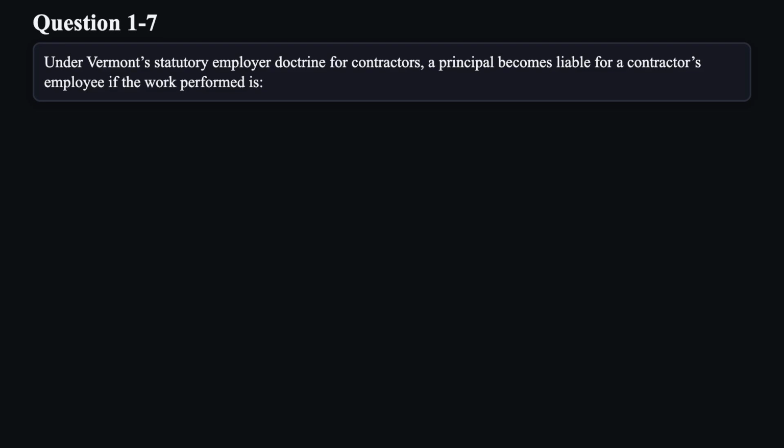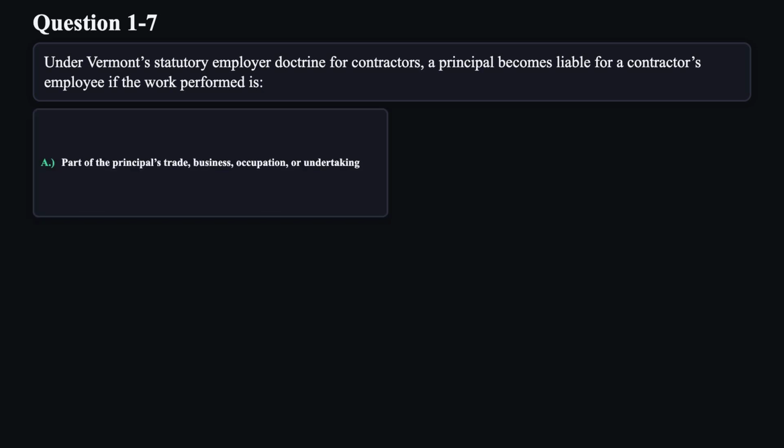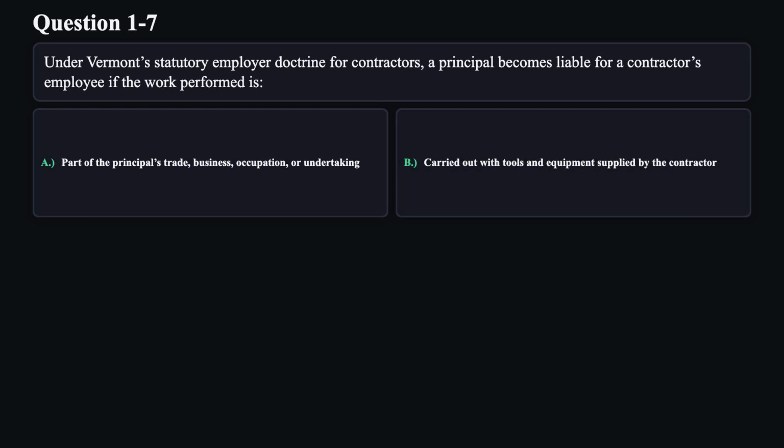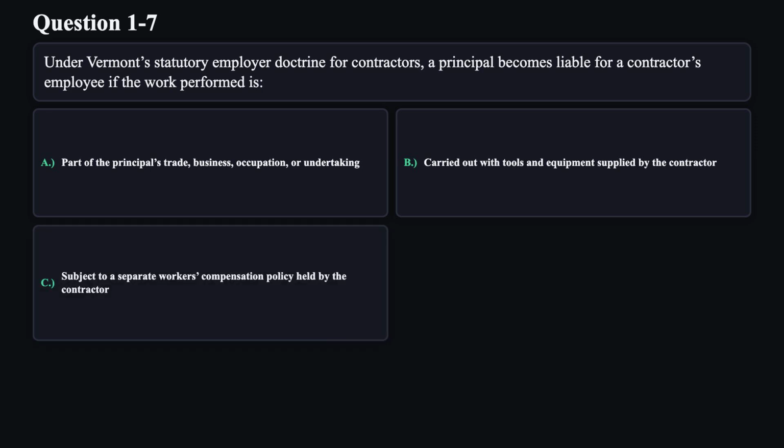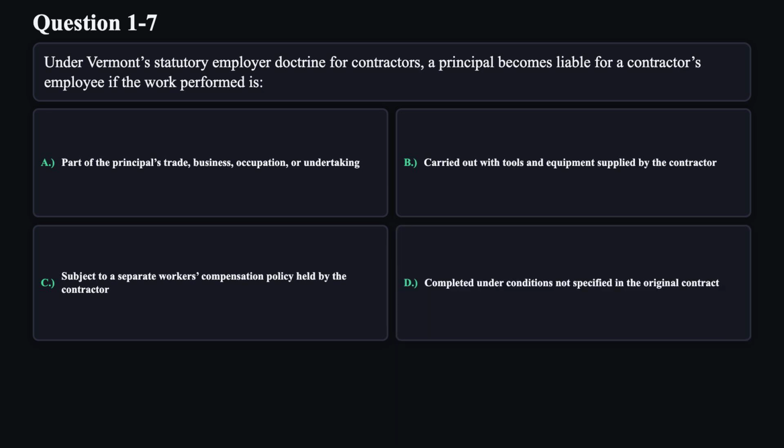Question 7. Under Vermont's statutory employer doctrine for contractors, a principal becomes liable for a contractor's employee if the work performed is A. Part of the principal's trade, business, occupation, or undertaking. B. Carried out with tools and equipment supplied by the contractor. C. Subject to a separate workers' compensation policy held by the contractor. D. Completed under conditions not specified in the original contract.